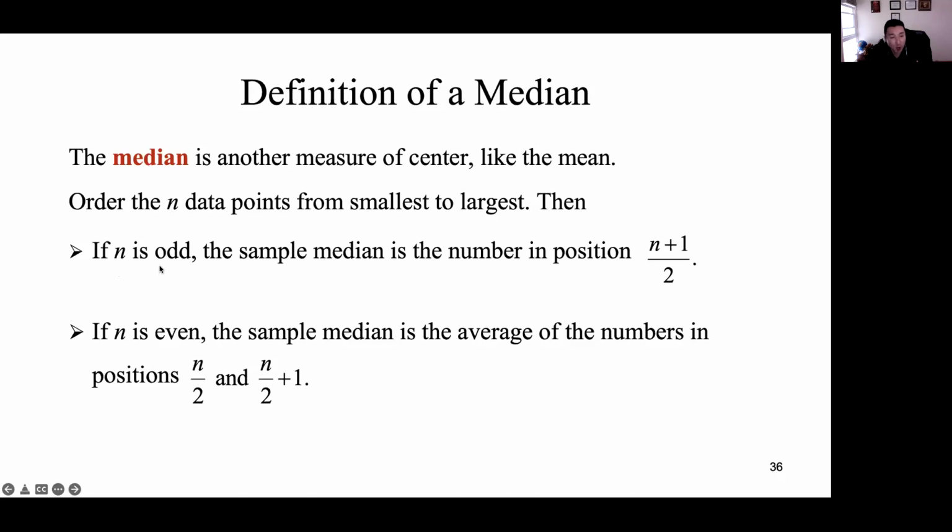If n is an odd number, then the sample median will be the number in the position (n plus 1) divided by 2. If n is an even number, then the sample median will be the average of the numbers in the position n over 2 and n over 2 plus 1. Seems complicated, but it's very easy. Let's look at an example.